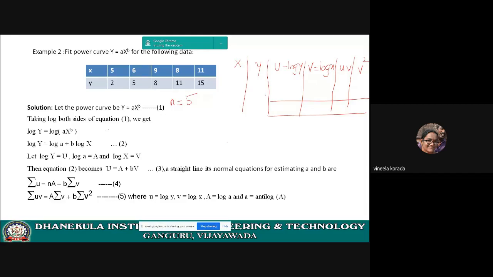Normal equations are related to straight lines. So in the part of curve fitting, you need to remember the derivation of finding the normal equations, applying the method of principle of least squares.